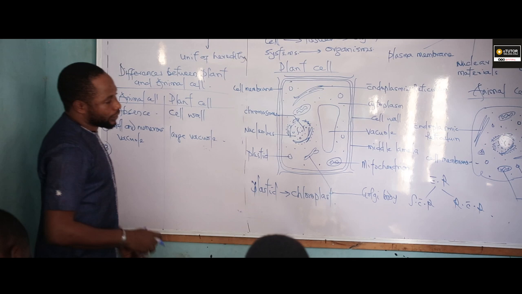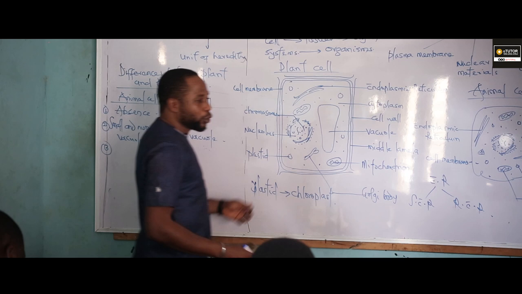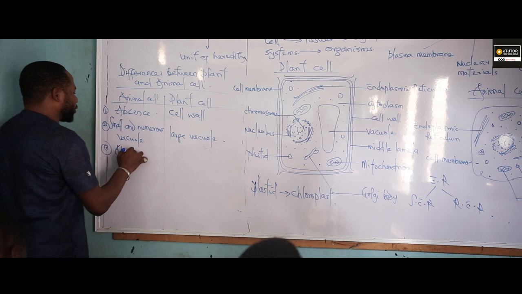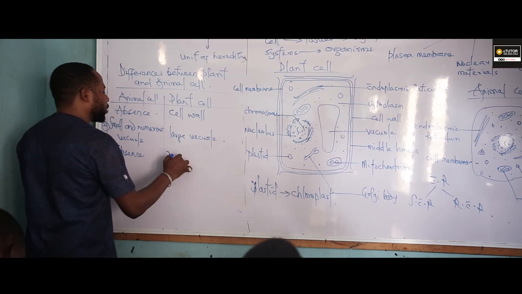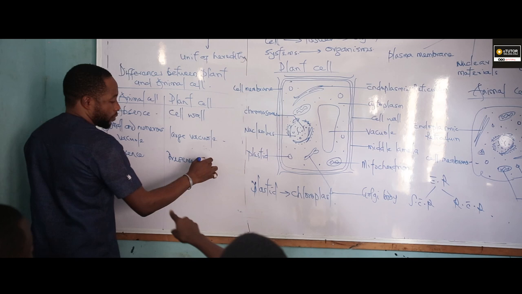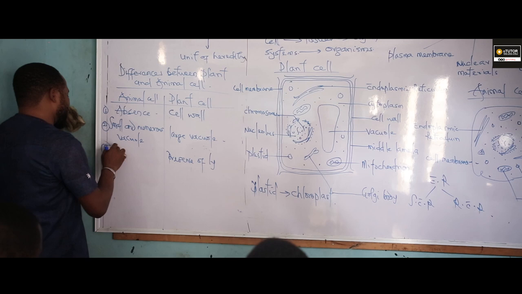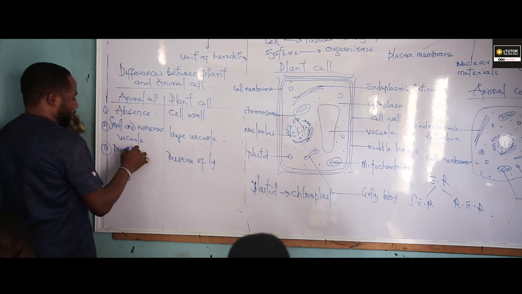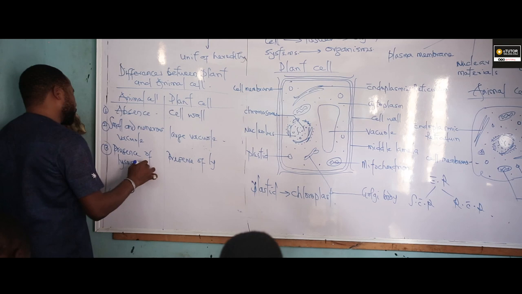There is lysosome in what? Animal cell. But in plant cell is what? Absence. So in plant cell, absence of what? Lysosome. But in animal cell, presence of what? Lysosome. Sorry. And in plant cell is what? Absent.